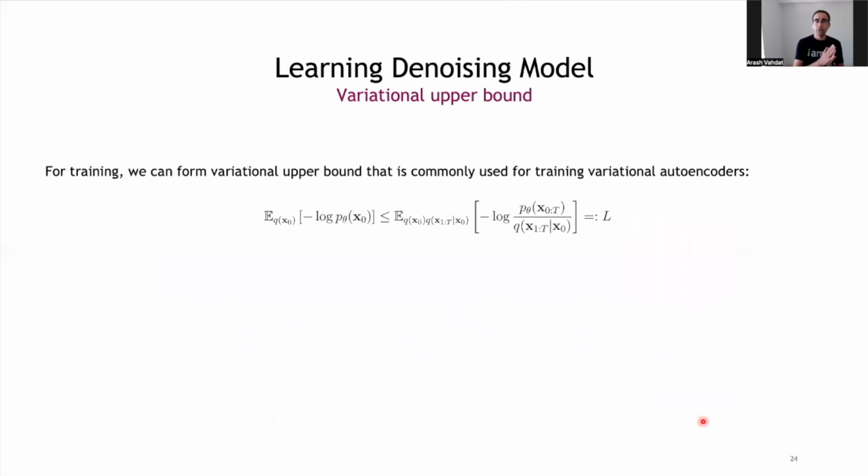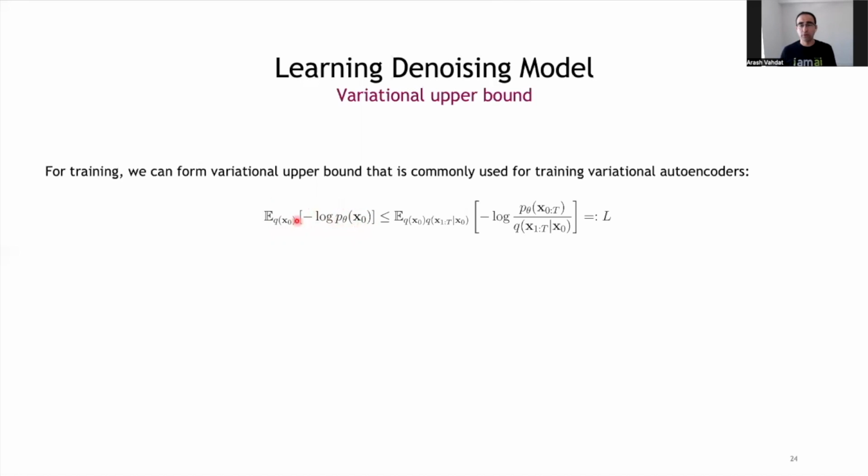Okay, so far we talked about the forward process and the reverse process. Now let's talk about how we can train these models, how we can train the denoising model. For training the denoising model, we're going to use the variational upper bound that is commonly used for training variational autoencoders. Ideally, we want to optimize the marginal likelihood of the data under our parametric model. So here we have this expectation over the training data distribution, where we are computing the expected value of the likelihood that our trainable model gives to the data distribution.